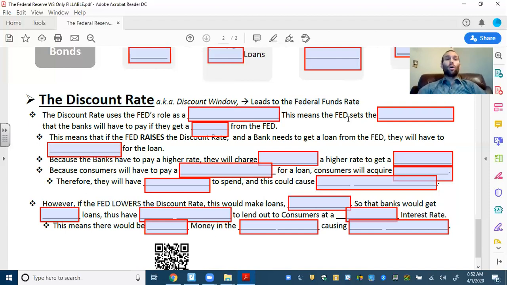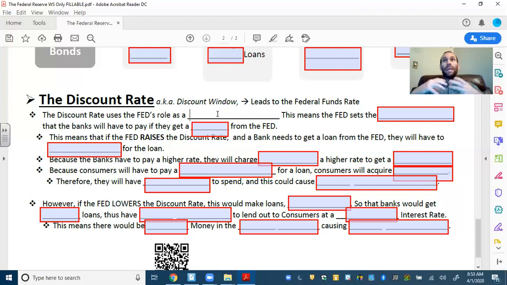All right, so the discount rate, or the federal funds rate, deals with the Fed's role as the lender of last resort. Remember, banks get loans and need loans all the time. Now, typically, a bank wants to go to another bank because that bank will give it a better rate than the Federal Reserve. So why would a bank ever go to the Federal Reserve? Well, that's only as a last resort.